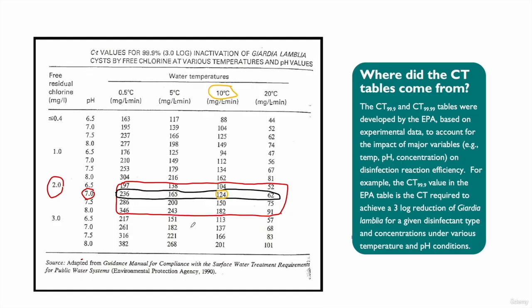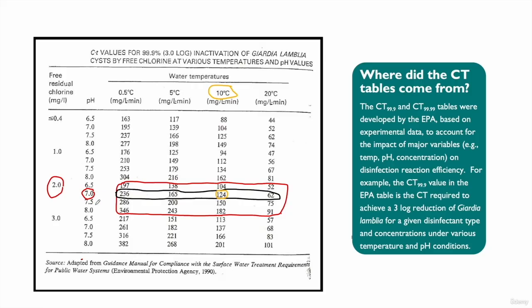Now, I want you to notice how these values are affected by the pH and the temperature. Notice that the lower the pH for the same free residual chlorine concentration, the lower are the CT values. So notice how the pH is affecting this value. And when we say the lower the CT value, the smaller will be my chlorine contact tank. So the costs will be reduced.